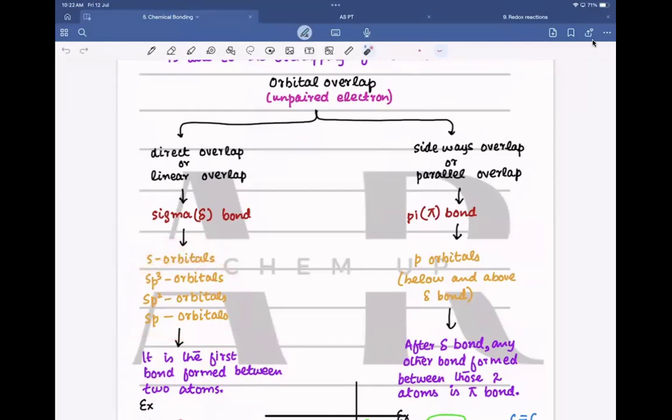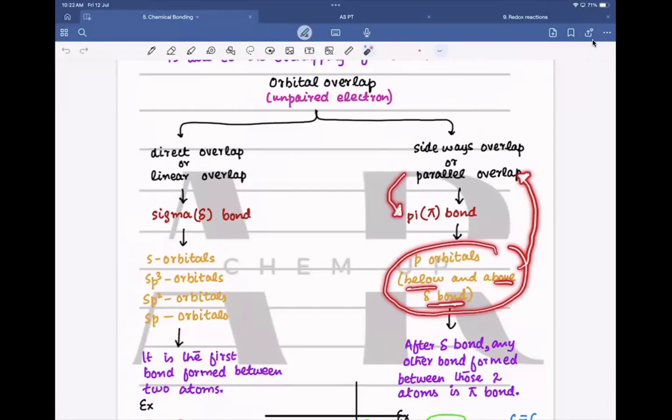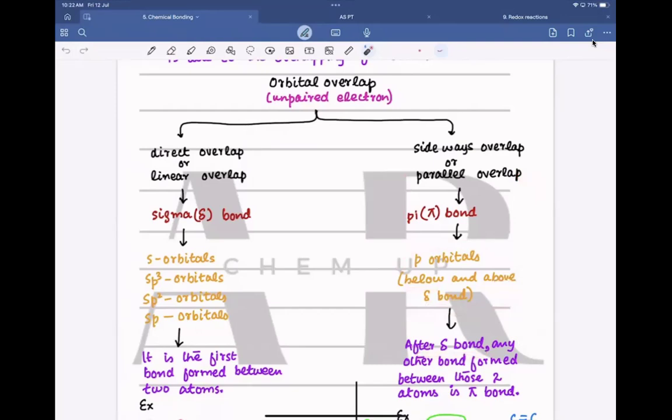Okay. Now, when the p orbitals overlap, they overlap below and above this sigma bond once the sigma bond is formed, and they overlap in a parallel or sideways fashion and lead to the formation of a pi bond. So remember, this pi bond is formed after the sigma bond. After the sigma bond, whenever any other covalent bond is formed between those two atoms which have already formed the sigma bond, that bond is called a pi bond. Is this understandable? Yes, sir.